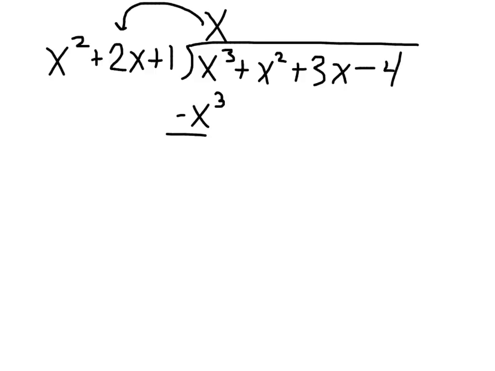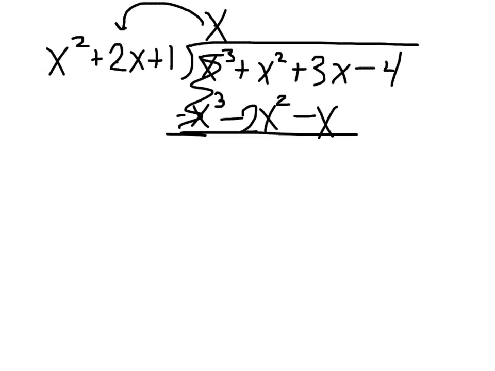What's x squared times x? X to the third. What's x times 2x? 2x squared. And what's x times 1? 1x. Draw your lines, switch your signs, add it down. What happens with the cubes? They cancel. 1x squared minus 2x squared is what? Negative x squared. 3x minus 1x is how many? Good.